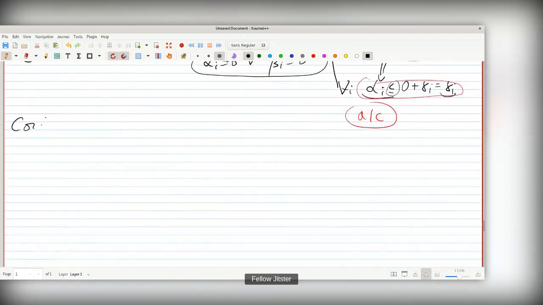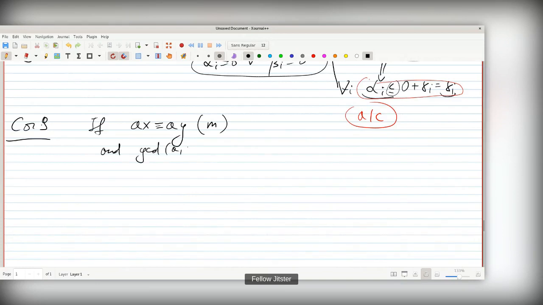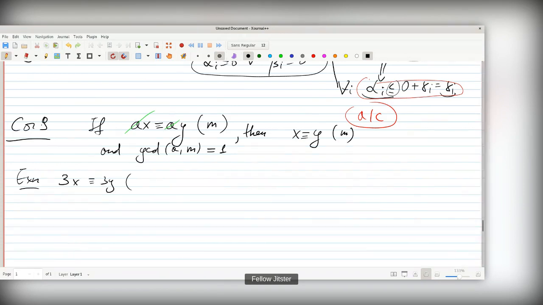Another important corollary. If A multiplied by X is congruent to A multiplied by Y modulo M, and this factor A is coprime to the modulus, then X is congruent to Y modulo M. So you may cancel it out, given, of course, it is coprime with M. For example, say 3x is congruent to 3y modulo 5.